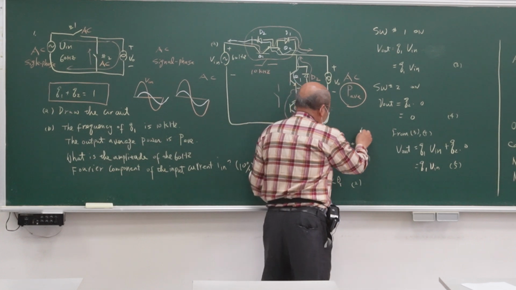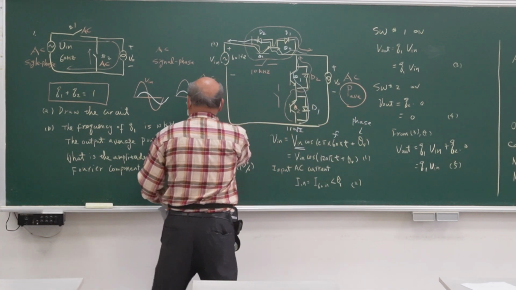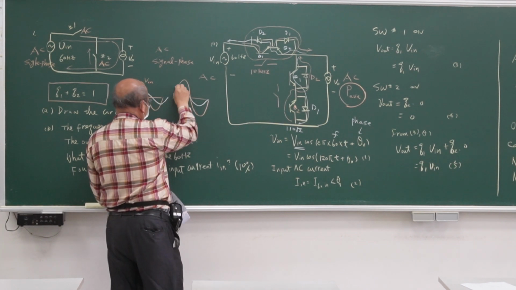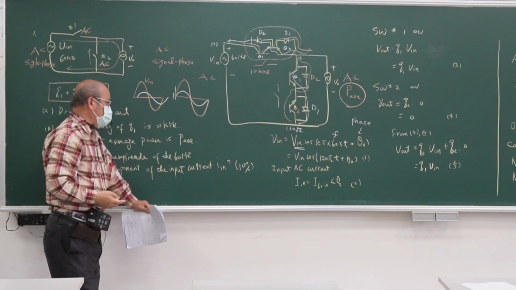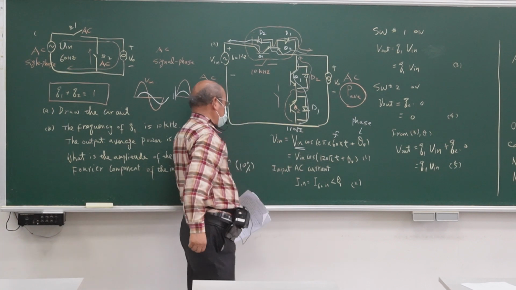And we don't know the phase angle, because we don't know where the zero is. Zero could be here, could be here. So we can say we have a phase theta V, and we can rewrite V in here.